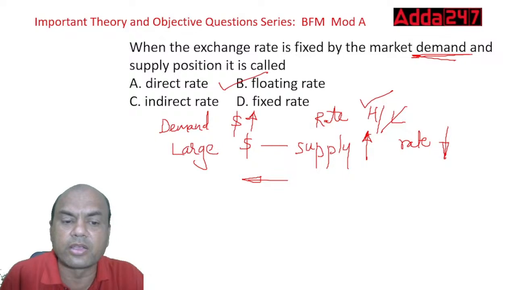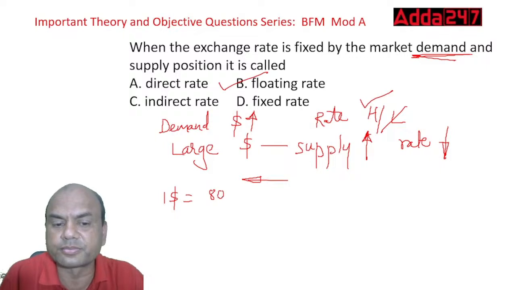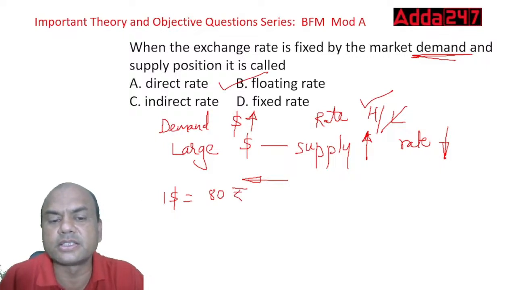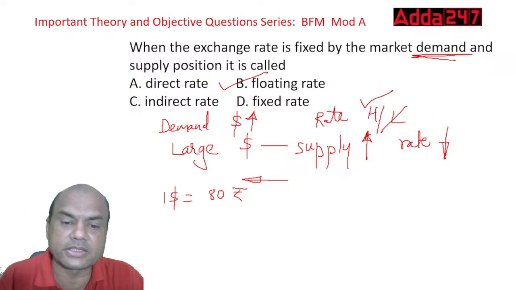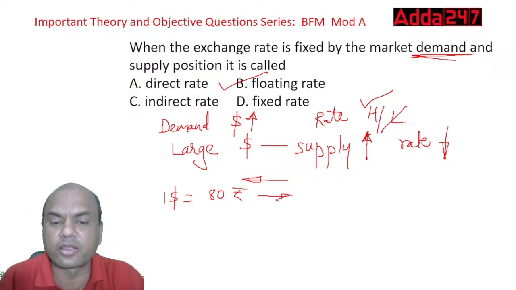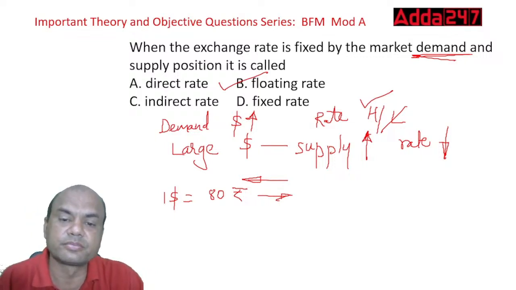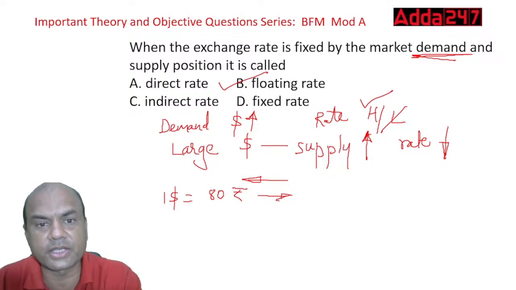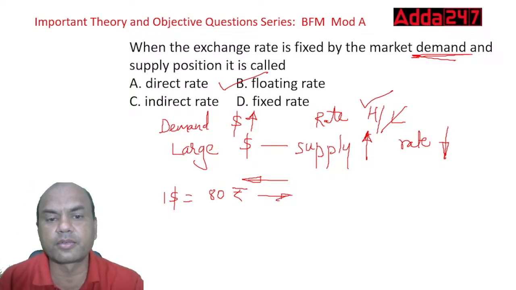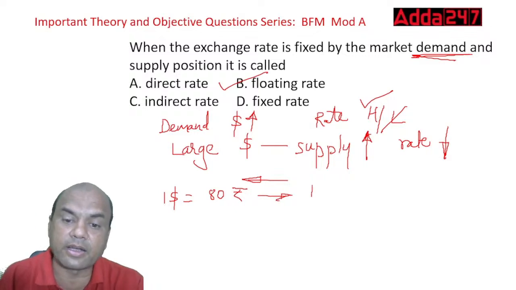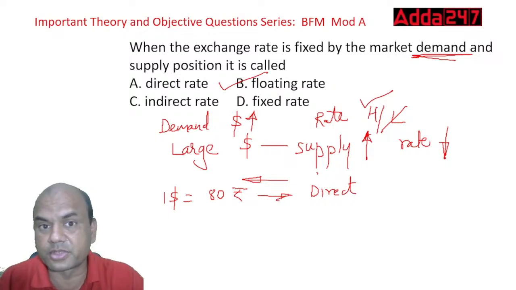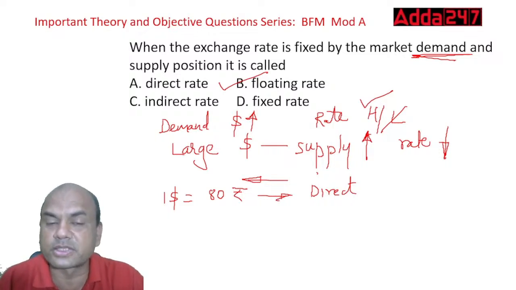What do we use in India? If I say $1 equals 80 rupees, what is this now? Is this a direct rate or indirect rate? Type in the comment section. What do you say, guys? It is called a direct rate. Direct. Remember, the logic is simple: your dollar is fixed and your rupee, the local currency, is fluctuating.